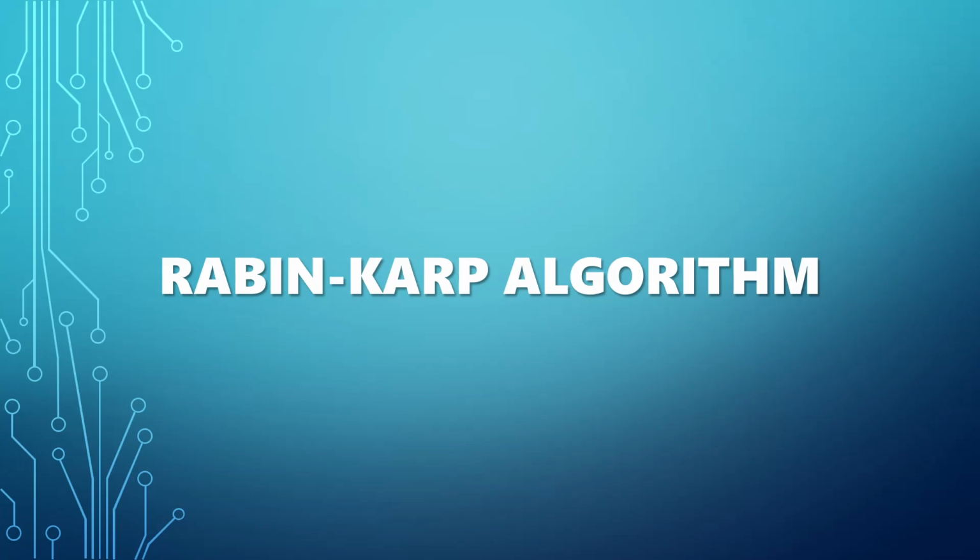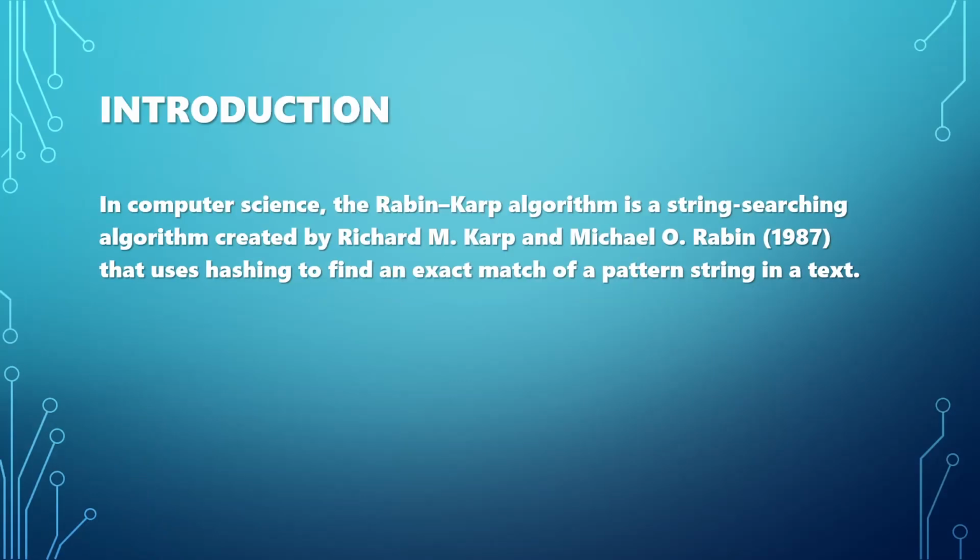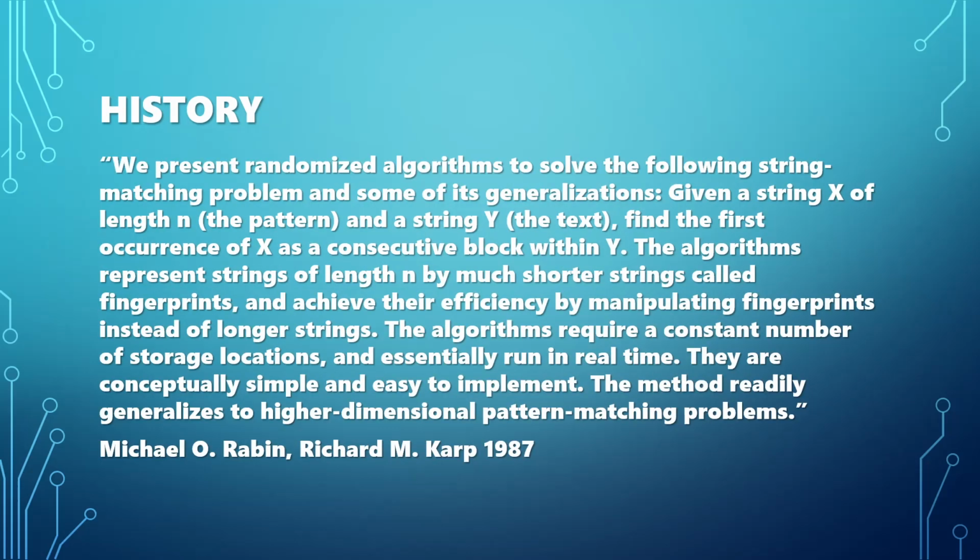Let's start from the general explanation of this algorithm. Well, in computer science, Rabin-Karp algorithm is a string searching algorithm created by Richard Karp and Michael Rabin in 1987. It uses hashing to find an exact match of a pattern string in a text. And here are some words of the creators of this algorithm. There is a bunch of text, so I don't want to read it in full, you may do it by yourself. But I just want to emphasize one important thing about this statement.